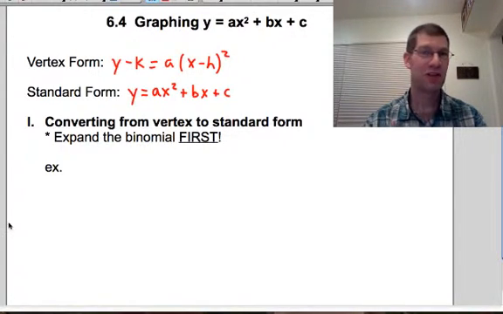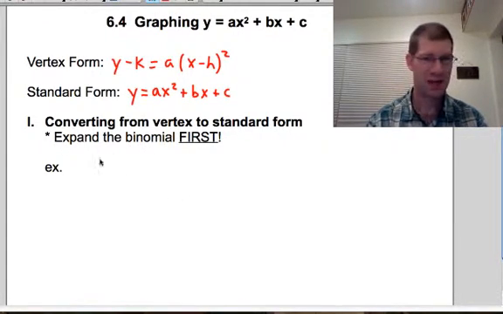If I really just give people one bit of advice, most people are able to get it correct. The mistake is that when we have this x minus h that's squared, people forget to FOIL it. They just take the 2 and say, alright, I have x squared and then an h squared. That never works. I talked about it in the notes from section 1. Please, please, please don't do that. So Roman numeral 1, converting from vertex to standard form: expand the binomial first.